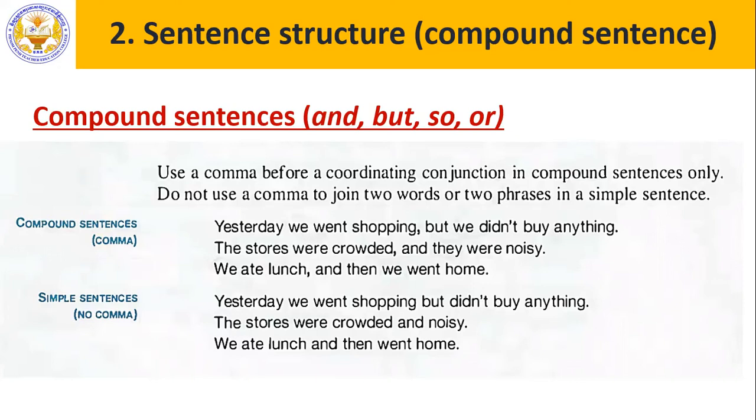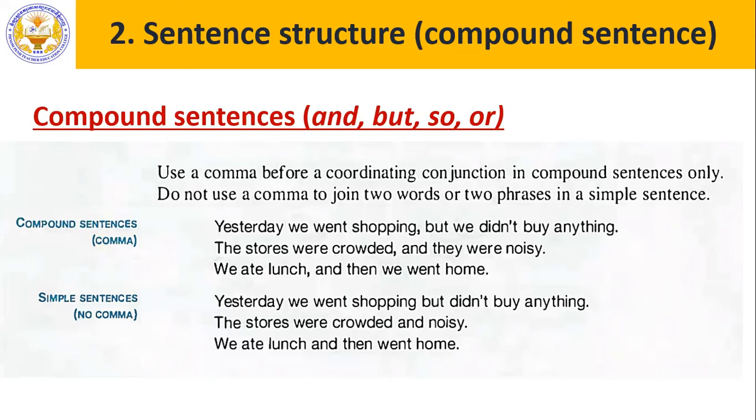Compound sentence. Yesterday we went shopping, but we didn't buy anything. We use a comma, right? Because this is a compound sentence. The stores were crowded, and they were noisy. Two sentences. It is a compound sentence joined by the coordinating conjunction and. We need a comma. We ate lunch, and we went home. We need a comma because it is a compound sentence.